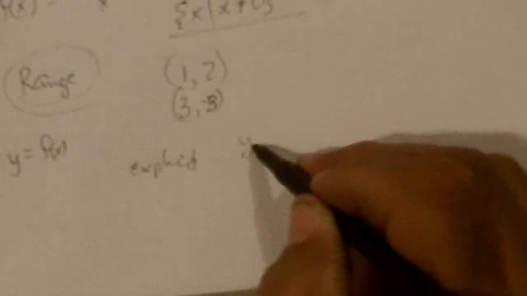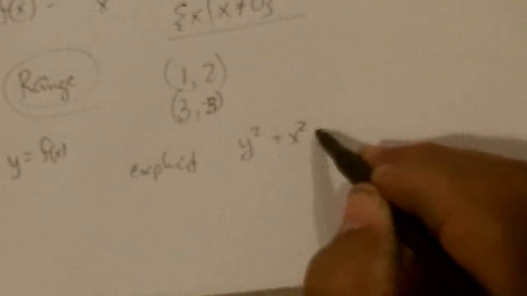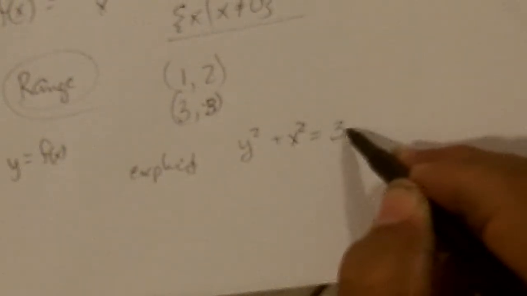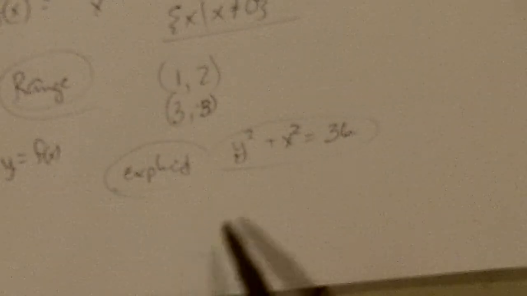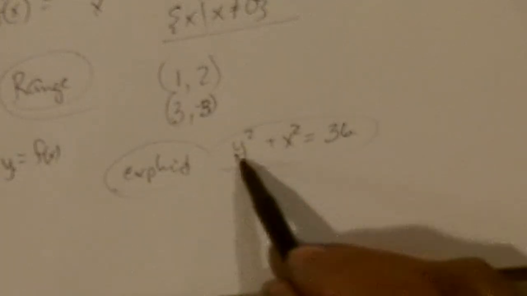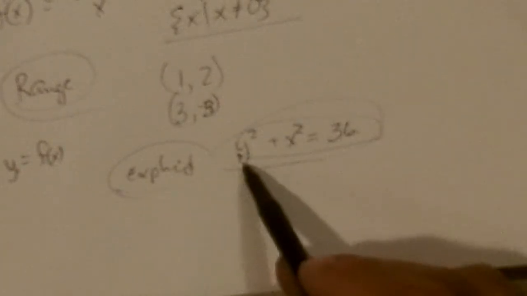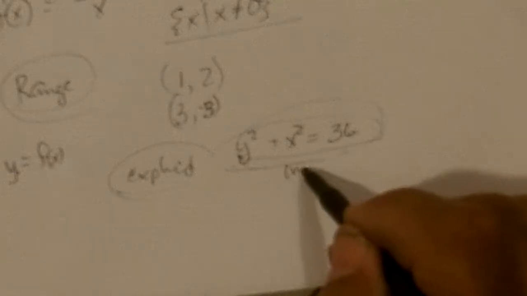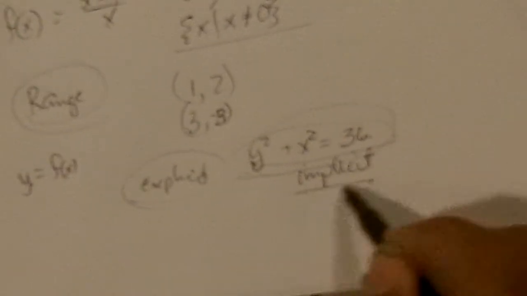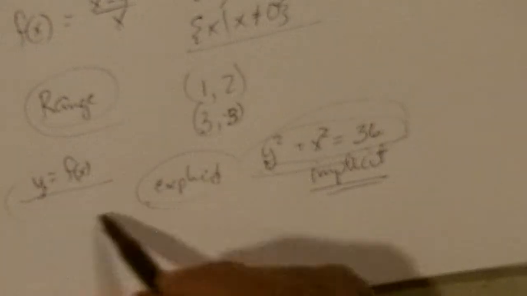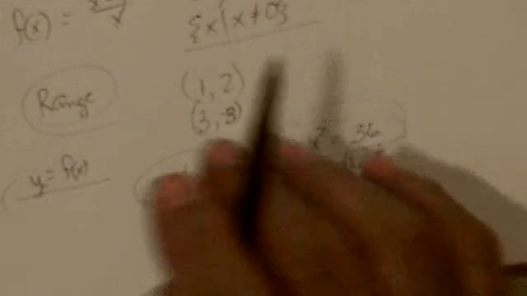Implicitly, it's when it's like y squared plus x squared equals 36. This is like the circle. This is implicit. You can't get y by itself. But if you can get y by itself, it's considered an explicit formula. An implicit is when y is not solved for. This is an implicit. Y is not solved for. Y is solved for. Explicit.